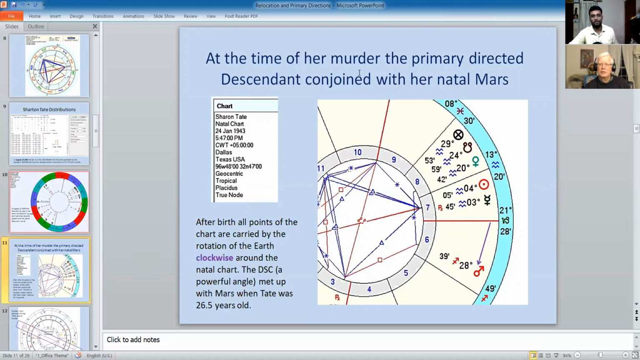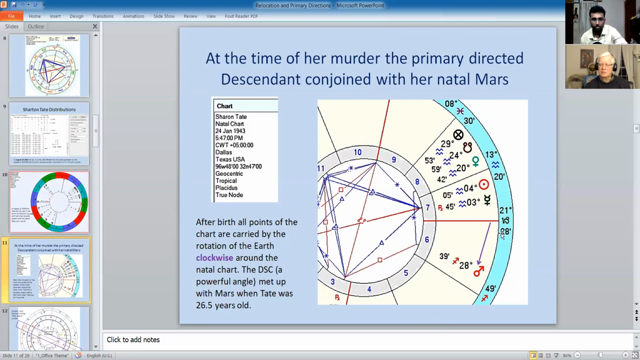And at the time of her murder, primary directed descendant conjoined with her Mars. So this had actually reached this point in her natal chart. Because after birth, everything moves clockwise. So this point here, slowly moving here, it gets here at age 26 at the rate of 1 degree of right ascension per year on the midheaven. So Mars essentially becomes angular, and it's on the 7th cusp.